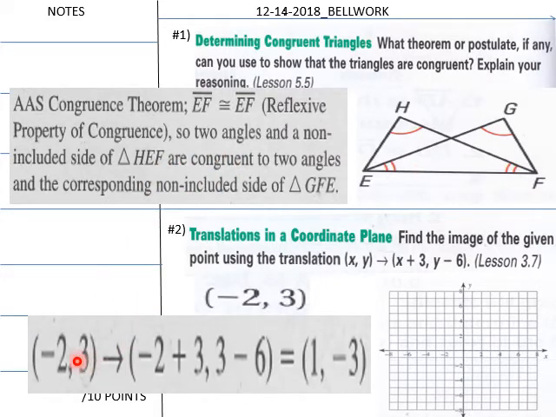And then number 2 here, our shift is x minus 2, y plus 3. And then 3 minus 6 here, so that would become 1 and -3. So instead of -2, -2, 3, it would become 1 and -3. See, 1 and -3 down here. Okay.